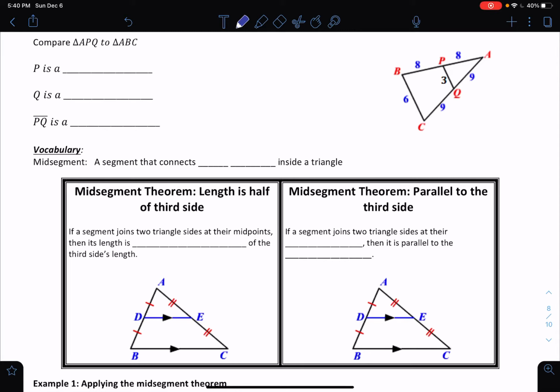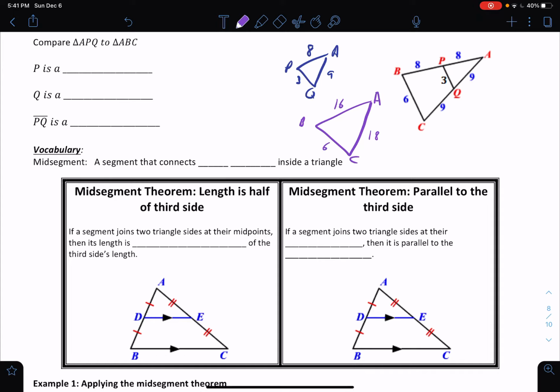So let's look at these two triangles off to the right. We have triangle APQ, which is this top triangle, and triangle ABC, triangle A down to B down to C. If I were to draw those separately, we have APQ, which is going to be 8, 9, and 3. And we have the big triangle, which is ABC. The whole side lengths are 16, 18, and 6.